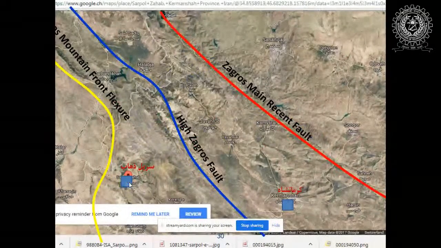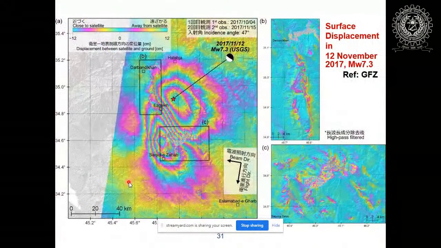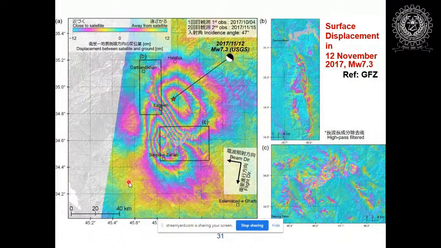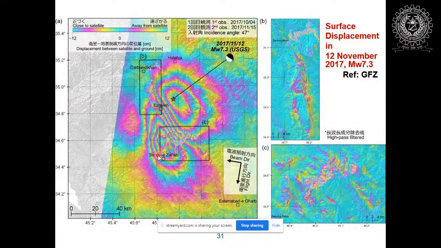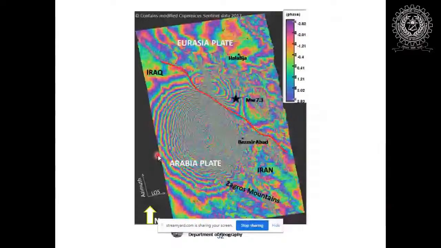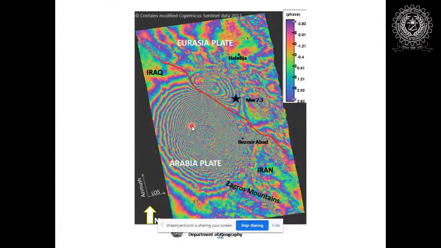And as I told you, the surface displacement was evidently estimated. This is the GAFZ map. I mean, surface displacement has been calculated, and it has shown that it was a major uplift in the Sarpol-e Zahab plain because of this earthquake. And this is the SAR interferometry data of that earthquake, and the displacement along Sarpol-e Zahab fault.